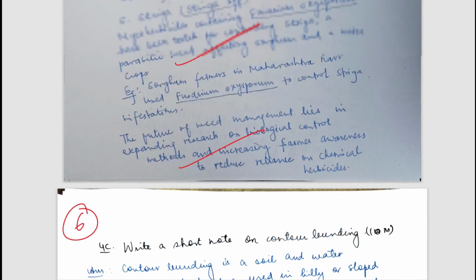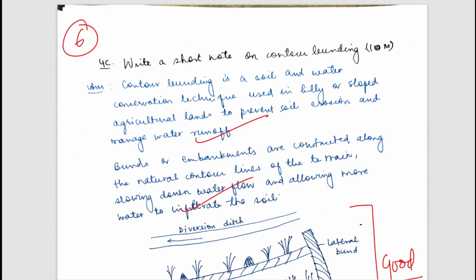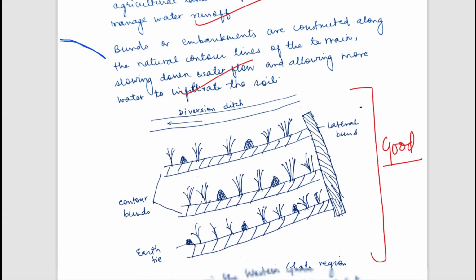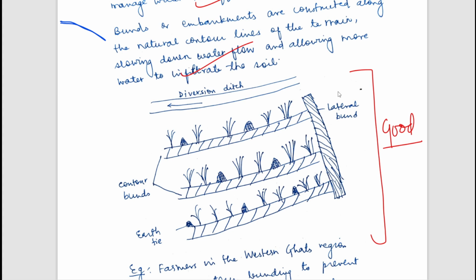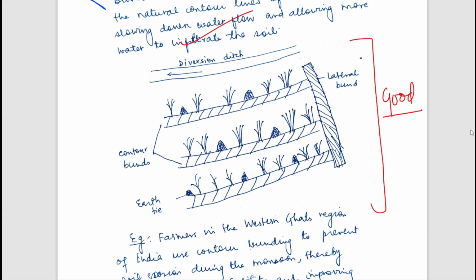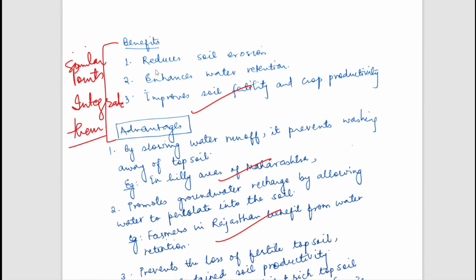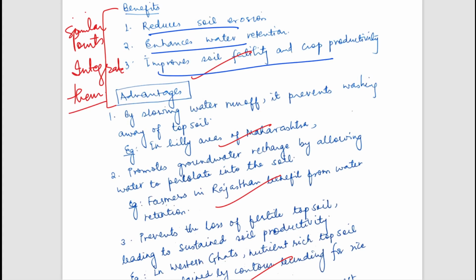Now next question is, write a short note on contour bunding. So you all know what contour bunding is, a soil and water conservation technique generally used in hilly areas along contours. We all know contour is a kind of slope. So we can see this is a very well diagrammatical representation of contour bunding of Western Ghats. So very well mentioned. Now its benefits are that it will reduce soil erosion, enhance water retention, improve soil fertility and crop productivity. And you can see again the same things have been mentioned in advantages.